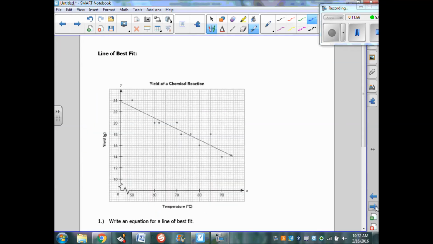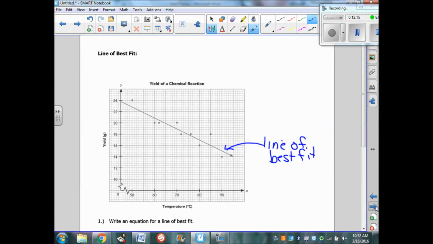Okay, so now let's go ahead and turn the page, and we've got another definition. Okay, what is a line of best fit? So when you look at that graph that's right below that definition, you see a line and you see a scatter plot. Well, that right there is a line of best fit.